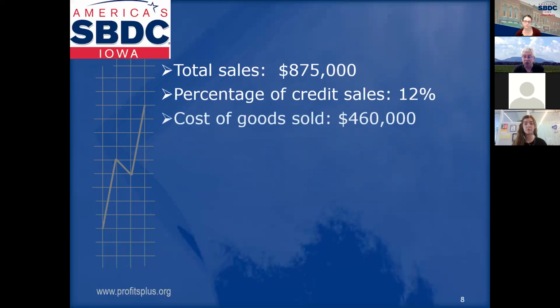The cost of goods sold over the course of this year was $460,000. All right, let's take a little side note. I don't have this in the slide, but while we're discussing accounting, let's make sure we're all on the same page. What's cost of goods sold?